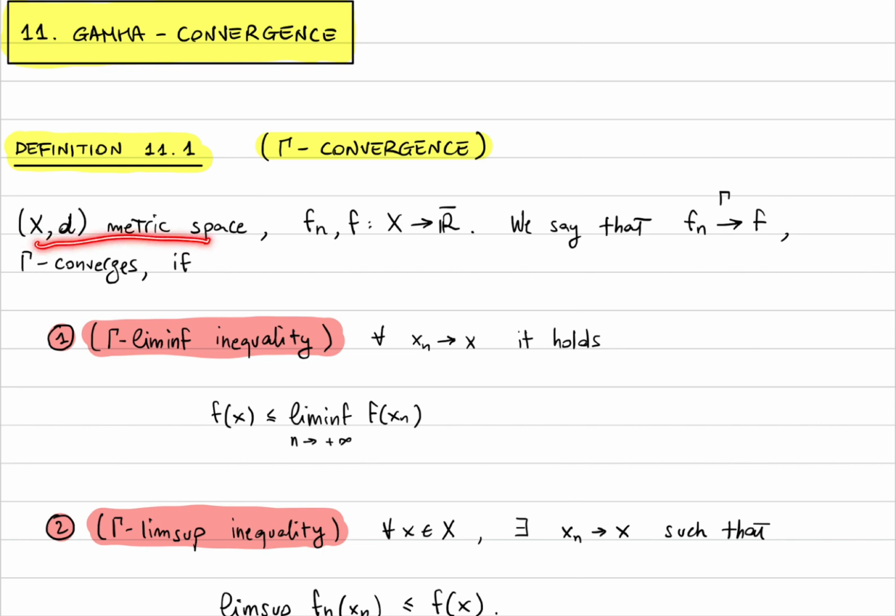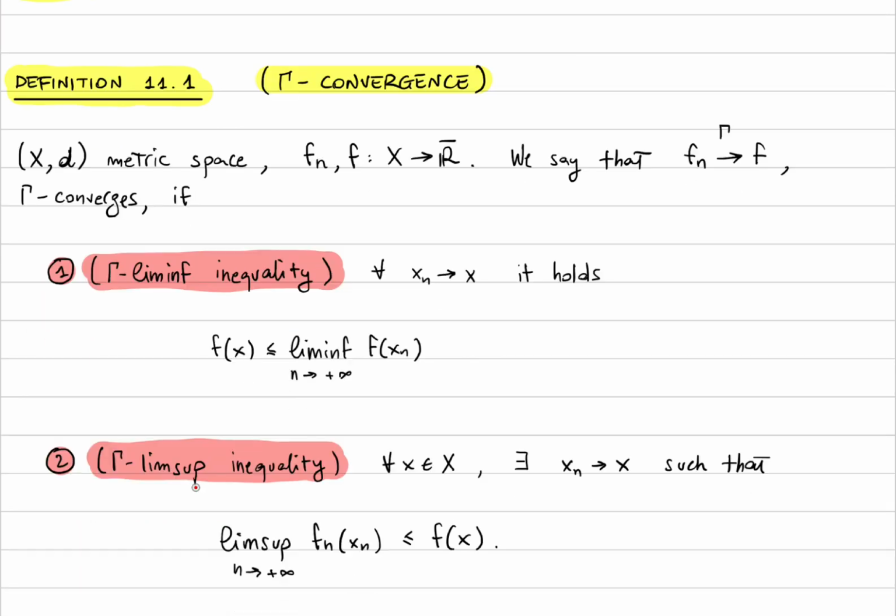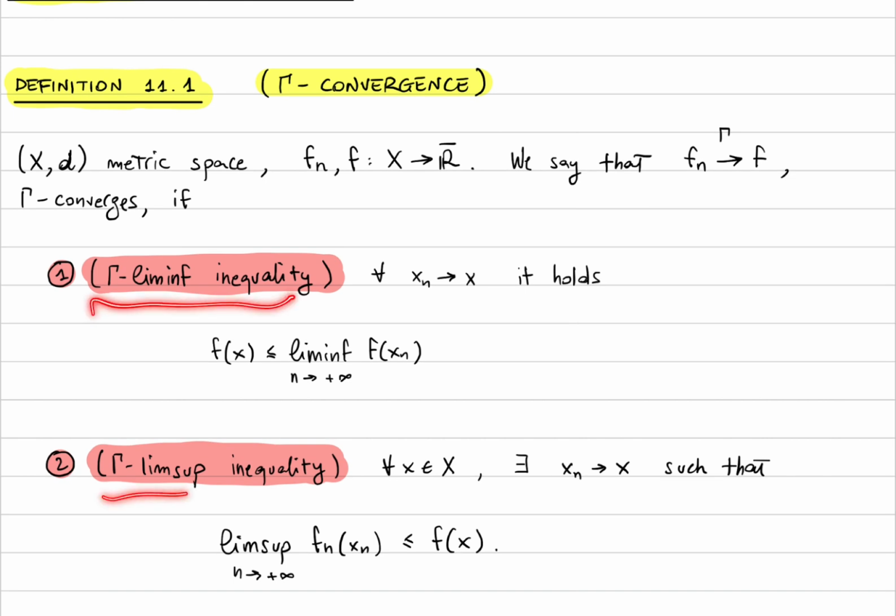Let (X, d) be a metric space, and assume given a sequence of functions f_n defined from the metric space into the extended reals, and a function f from the metric space into the extended reals. The goal is to define what it means that f_n gamma converges to the limit functional f. We say that the sequence f_n gamma converges to f, and we denote gamma convergence with this symbol, gamma on top of the convergence arrow, if these two conditions are satisfied. The conditions are called the gamma lim-inf inequality and the gamma lim-sup inequality.